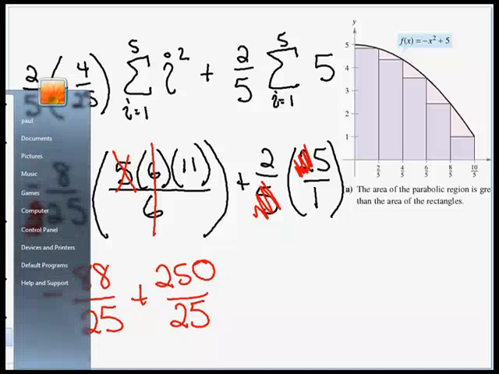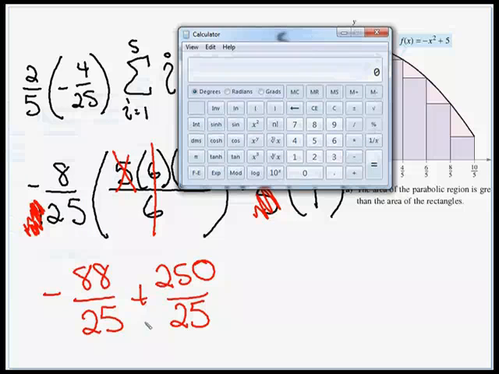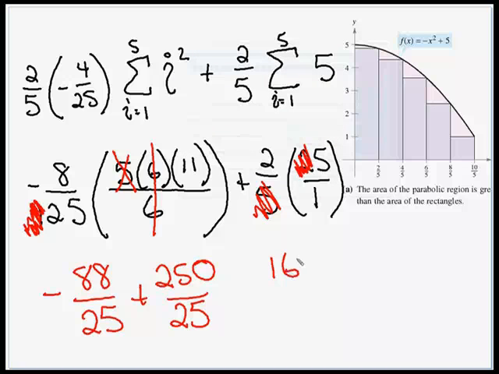And I'm going to have to bust out the calculator here. Okay, I'm just looking, we know our denominator is 25. Our numerator is 250 minus 88. 250 minus 88 is 162 over 25, and that's positive. And 162 divided by 25, let's get this into decimal form. It'll be easier to compare at the end. That is approximately 6.48.